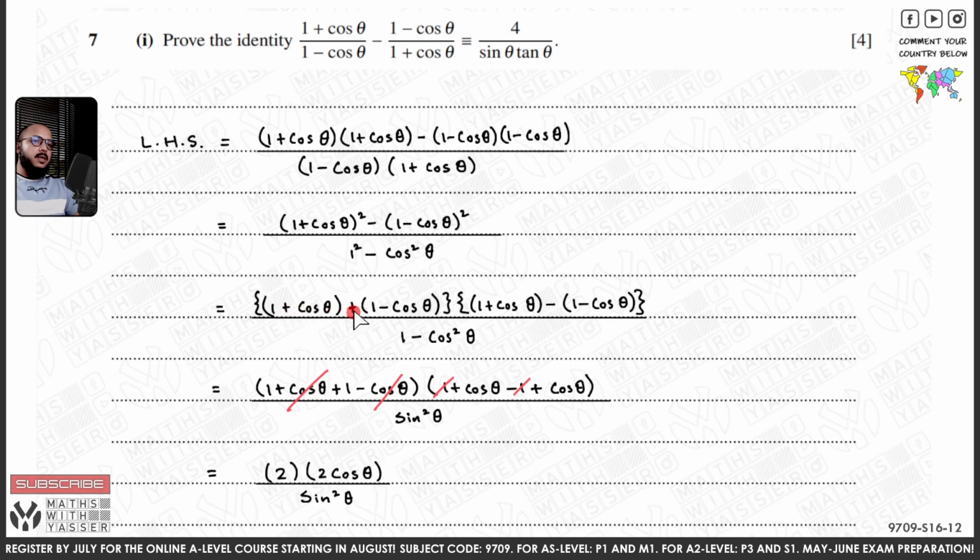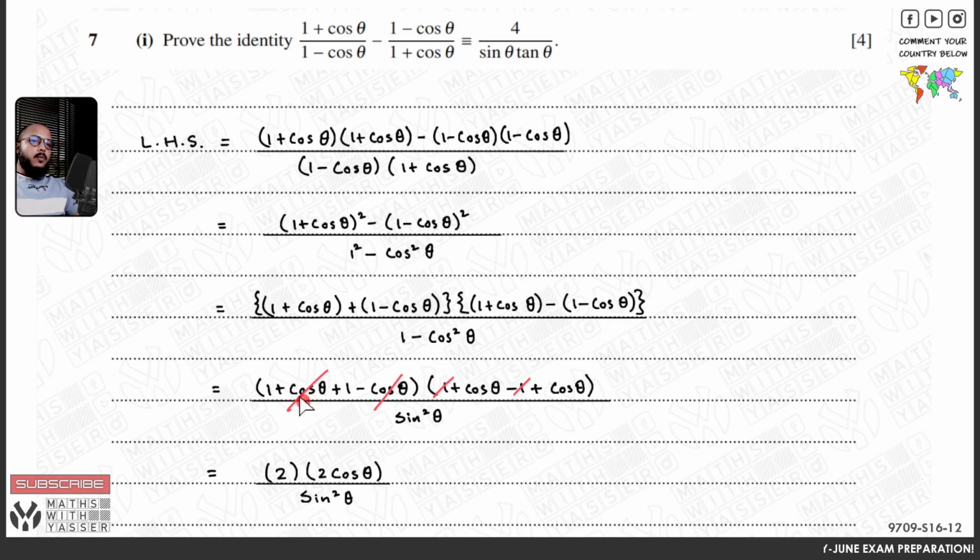That means 1 plus cos theta plus 1 minus cos theta. And it will be times a minus b. So this will be 1 plus cos theta minus 1 minus cos theta. So in both the numerator and denominator, I'm using the formula a squared minus b squared, which is a plus b, a minus b. So if I expand the brackets, it will be 1 plus cos theta plus 1 minus cos theta, and this will be 1 plus cos theta minus 1 plus cos theta. Within the brackets, these will cancel out.